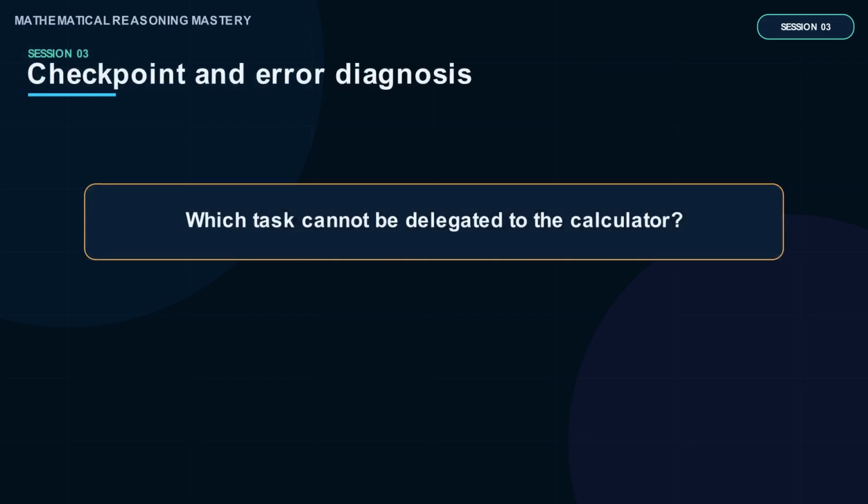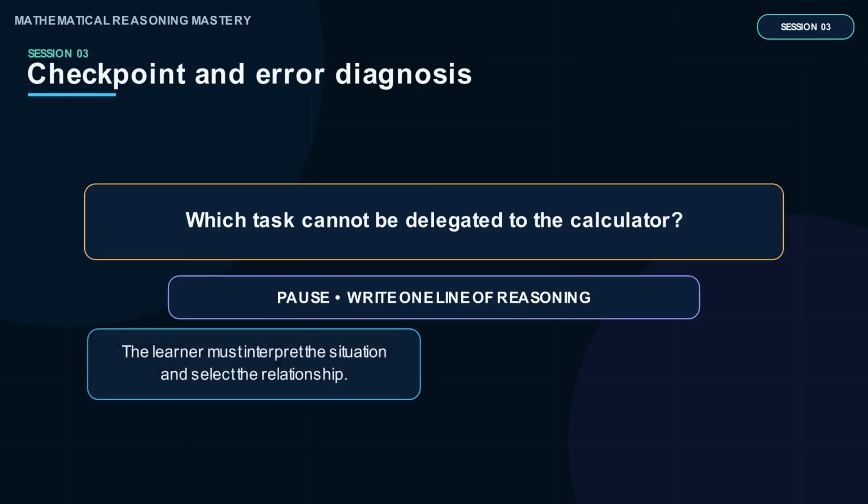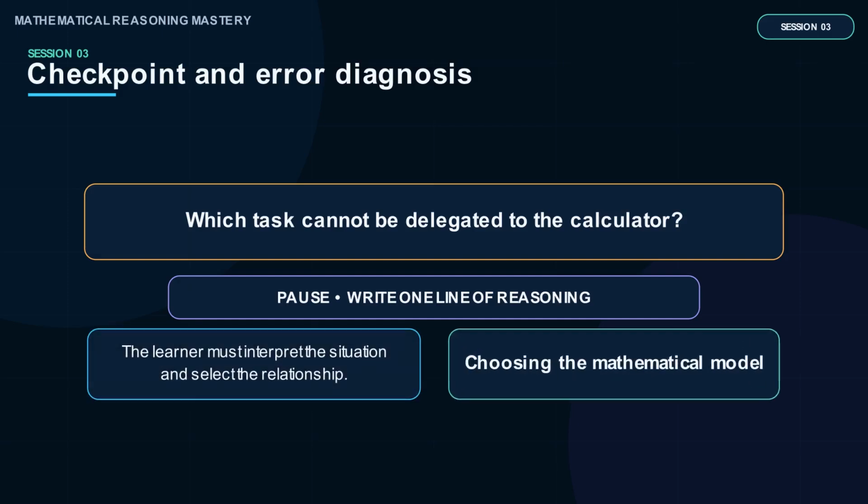Try this checkpoint without copying the example. Which task cannot be delegated to the calculator? Decide which mathematical fact controls the answer. Pause and write one line of reasoning before committing. A visible decision is easier to inspect, explain, and correct than an unsupported guess. Focused hint: the learner must interpret the situation and select the relationship. Use the hint to repair the setup, then finish the reasoning yourself. The accepted answer is choosing the mathematical model. Explain why it works, and name the earliest line that would reveal a likely error.